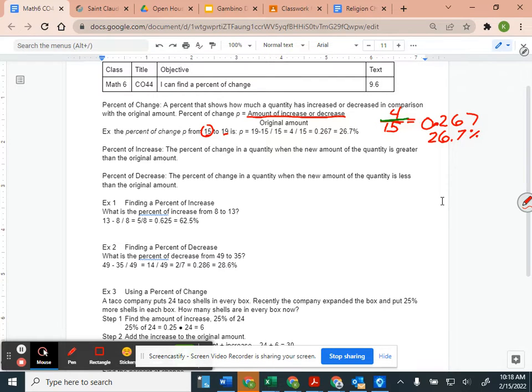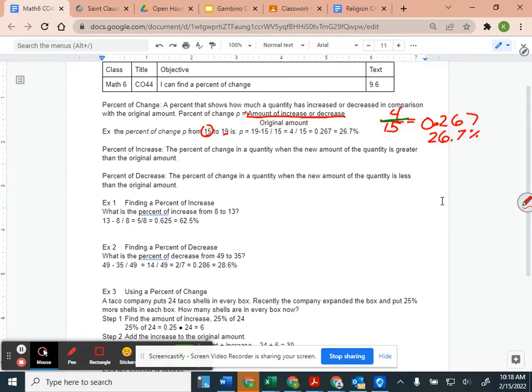Finding a percent of increase. What is the percent of increase from 8 to 13? First thing we have to do is find what our numerator is going to be. The amount of increase or decrease. So from 8 to 13. We're going from a small number to a big number, so it's an increase. What is the amount of increase from 8 to 13? What math do I do to find that amount of increase?